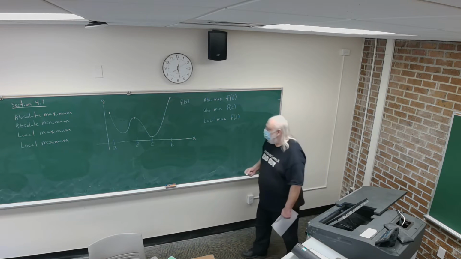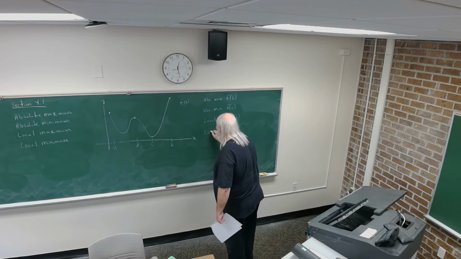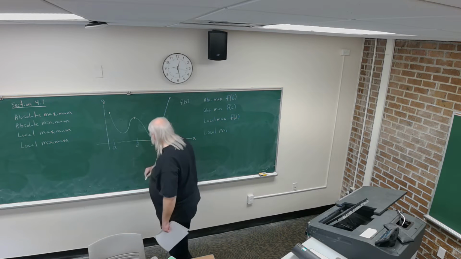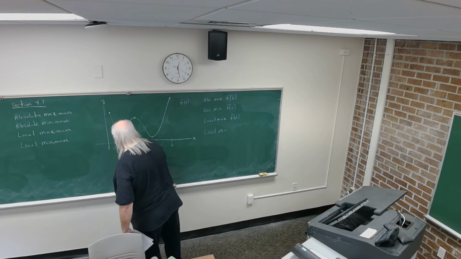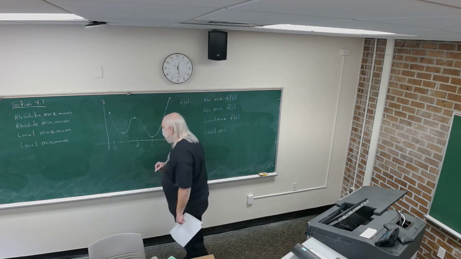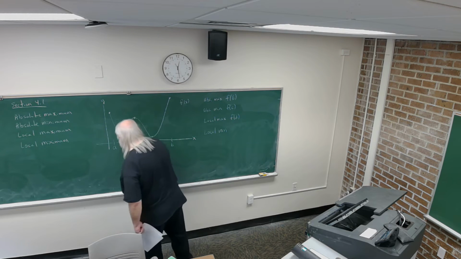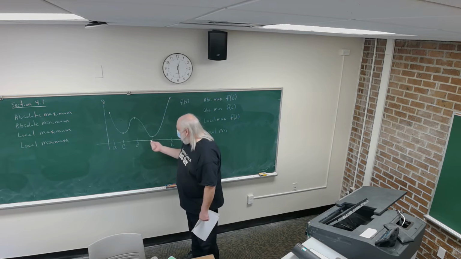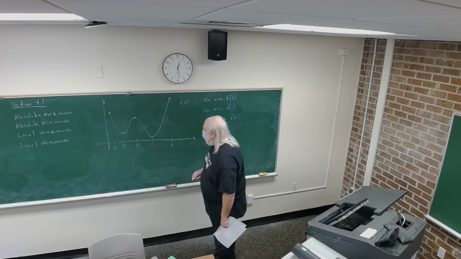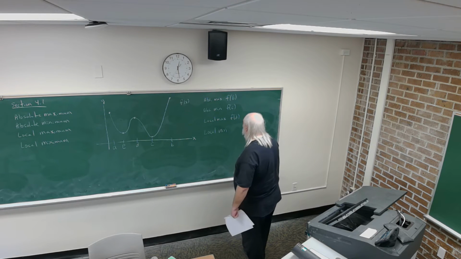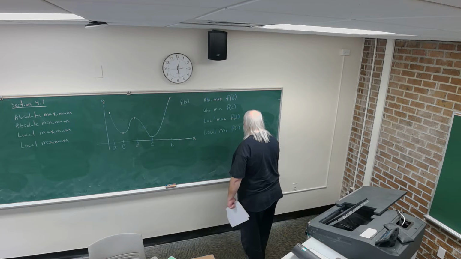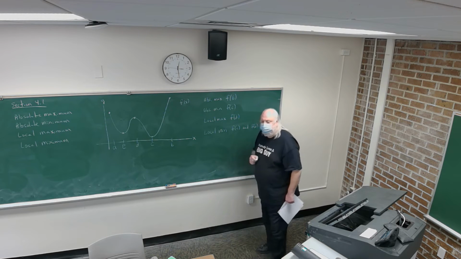There are two local minimums in this problem. The local minimums are at the bottom of the hills. So we have a local minimum here at x equals c, and one at x equals b. So we have a local minimum value of f of c and f of b. Okay.